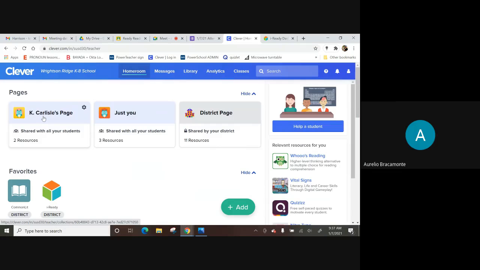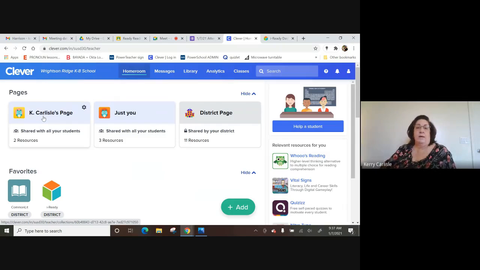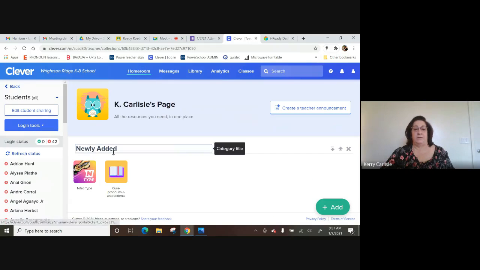I want everybody to start getting familiar with logging into Clever and being able to go to something that I put on my page. This is my page, and I'm sorry, mine looks different. Next time I'll log in as a kid so you can see it. But once you get in, you'll see that there are added apps and things like that in there. And today, there are 2 apps.